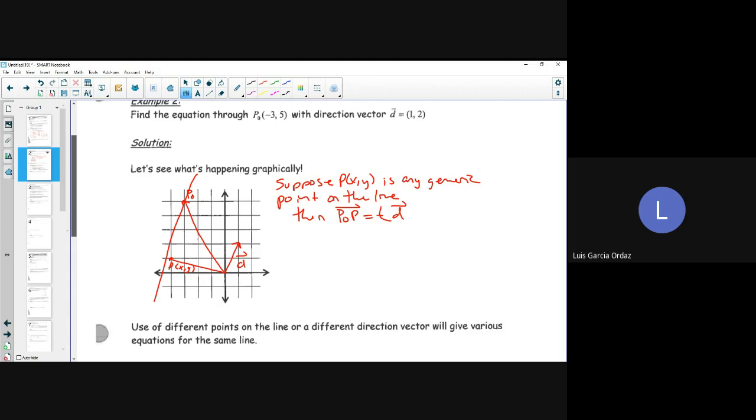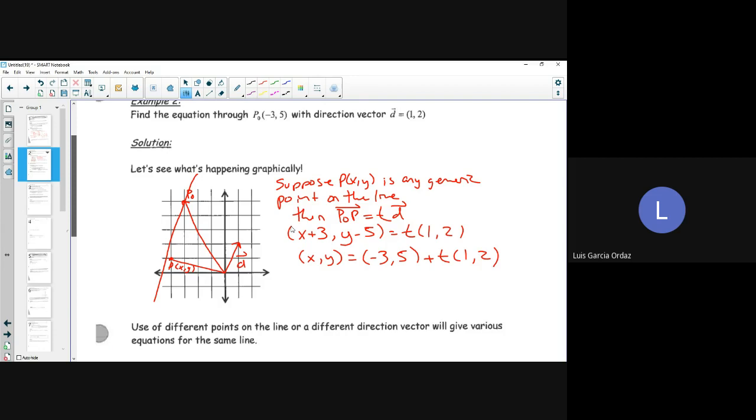Which means that if I take x plus 3, which is my first one, because if I isolate for x, I get x equal to -3, comma, y minus 5 is equal to a scalar times my direction vector, which is 1, comma 2. Or I can get my xy is equal to -3, comma 5 plus t times 1, comma 2.